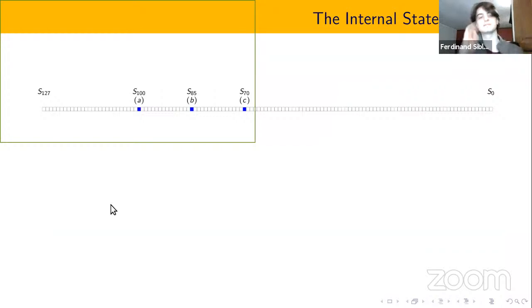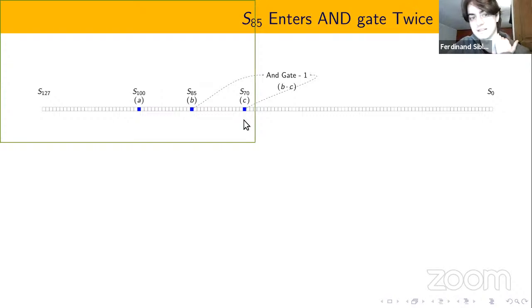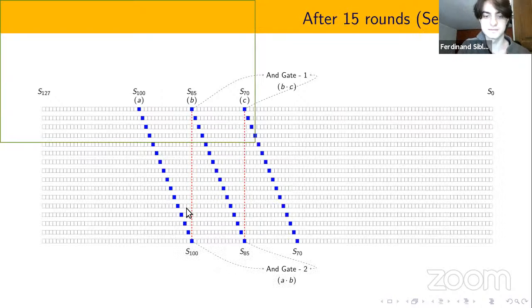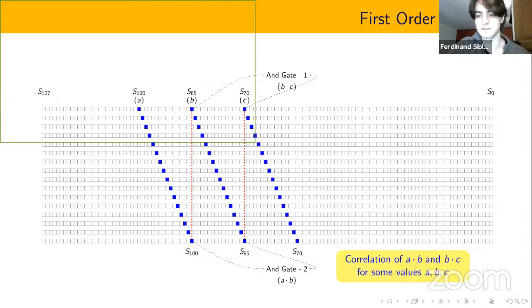So concretely, what happens? If you name A, B, C the 100th, 85th, and 70th position, then first B and C will enter the AND gate in the nonlinear feedback register. And 15 rounds later, you have that A and B will also enter the AND gate. And so you have this correlation happening really all the time in TinyJAMBU, and not taking it into account leads to very bad differential trails, impossible maybe, and not even computing the probability correctly. So that's basically what we did: just rewrite the model and rerun it, taking into account just that.